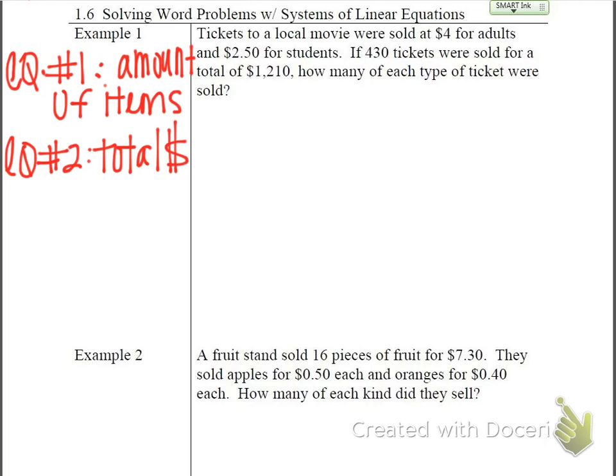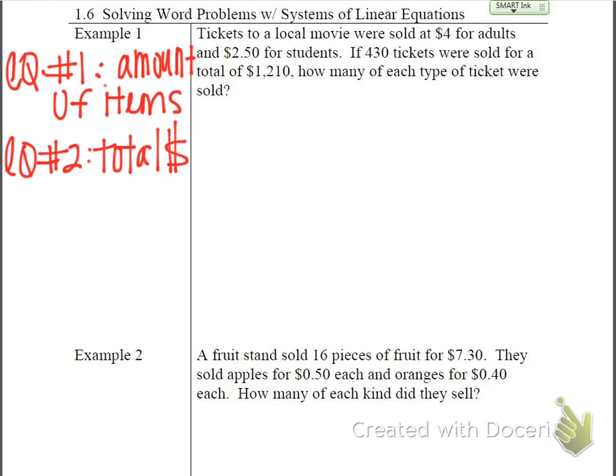So let's actually look at example 1. We have a movie theater. Tickets to a local movie theater were sold at $4 for adults, $2.50 for students. If 430 tickets were sold for a total profit of $1,210, how many of each type of ticket were sold?